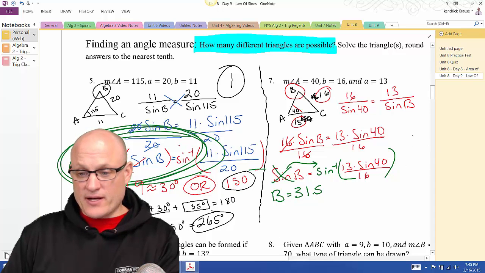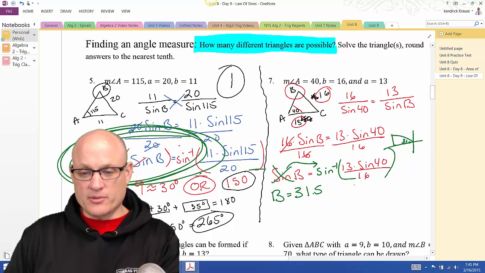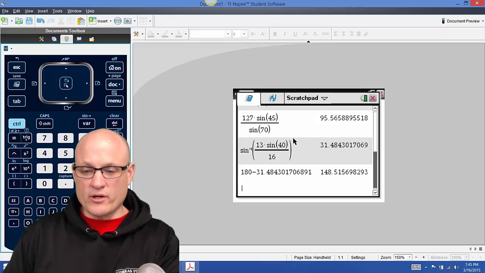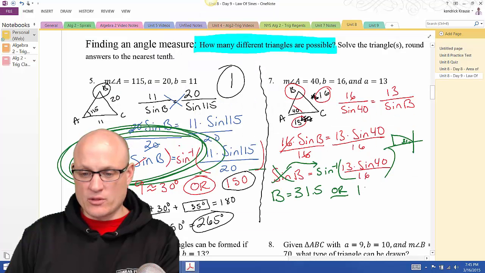I still need to find that angle in the second quadrant, and my reference angle is 31.5. So my other angle that it could possibly be is 180 minus the answer, and that's 148.5.